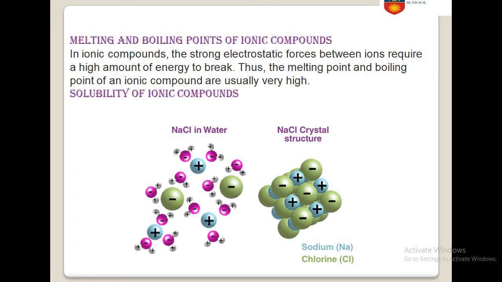As I told you, the melting and boiling points of ionic compounds are very high. Why are they very high? Because the electrostatic force of attraction is very strong, maximum among these molecules. To overcome this, they require a high amount of energy. This is why the melting and boiling points of ionic compounds are usually very high. The strong electrostatic force between ions requires a high amount of energy to break.